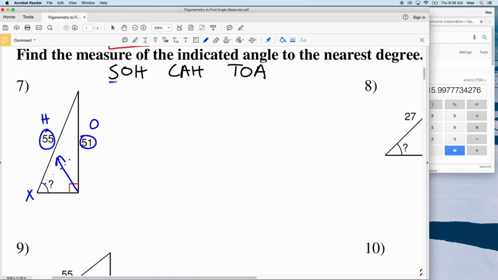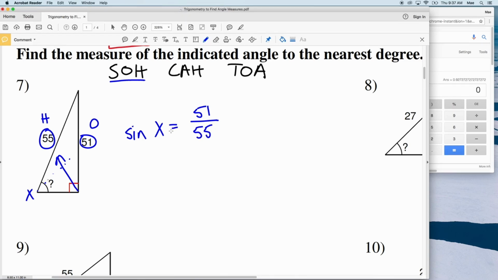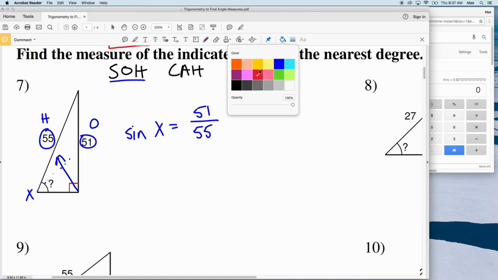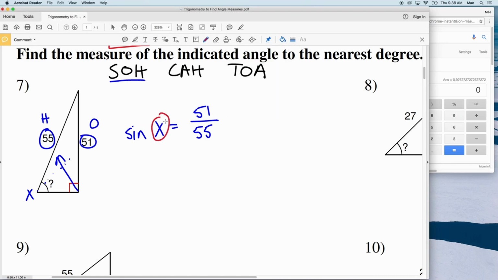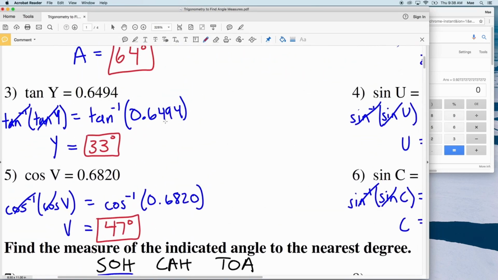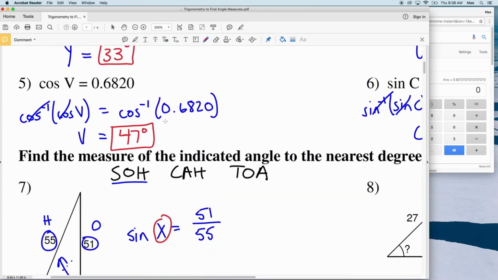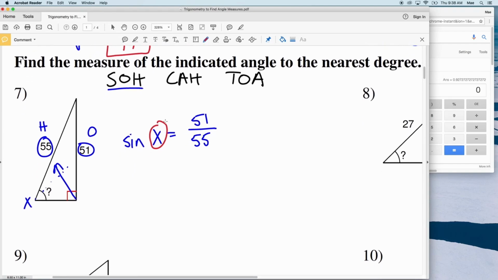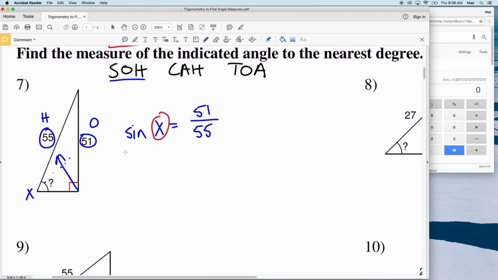So let's go ahead and use sine. We have the sine of x equal to opposite, which is 51, over hypotenuse, which is 55. So the sine of x is equal to 51 over 55. Since we're solving for x, we need to isolate x. To do so, we use the same methods we used in 1 through 6, with the inverse sine, to find what that angle is equivalent to. So we take the inverse sine of both sides.